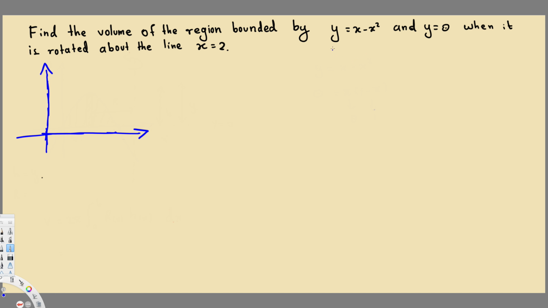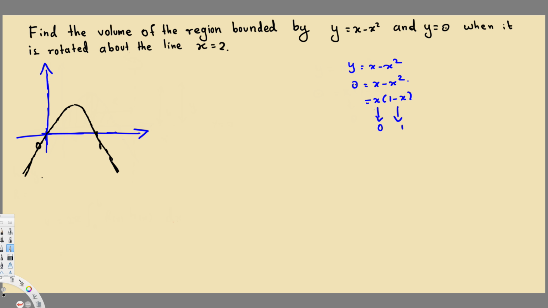To find the x-intercepts, we take y equals x minus x squared and equate it to 0. So 0 equals x minus x squared, and if I take x common, it's x times (1 minus x). From this we know that it goes from 0 to 1. That's going to be our limits of integration. So this is going from 0 to 1, and the parabola is going to go through this, right?